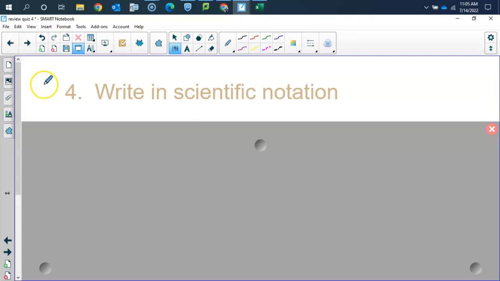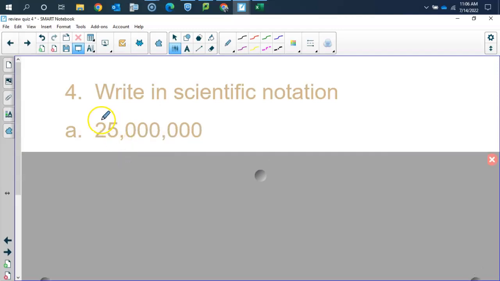All right, now we're doing the exact opposite of what we just did. I am going to give you numbers, and I want you to write them in scientific notation. Remember, scientific notation is used to write numbers that are really big or really small in a more simplified version. Okay, here we go. 25 million. Please write that in scientific notation. Go.